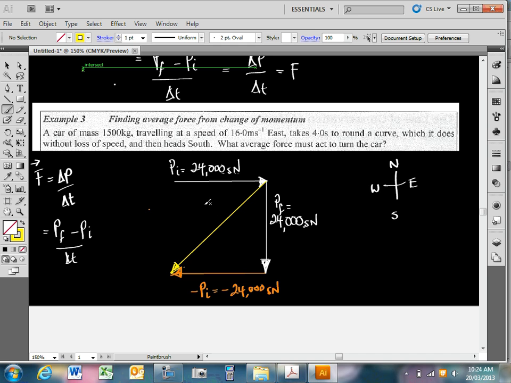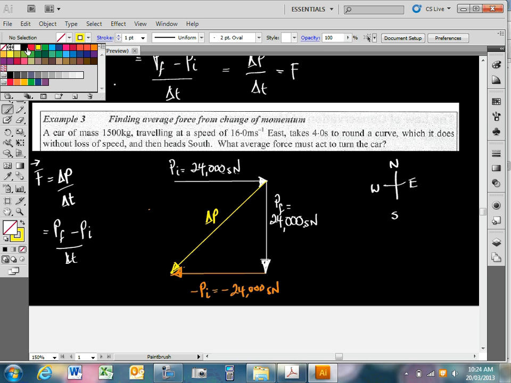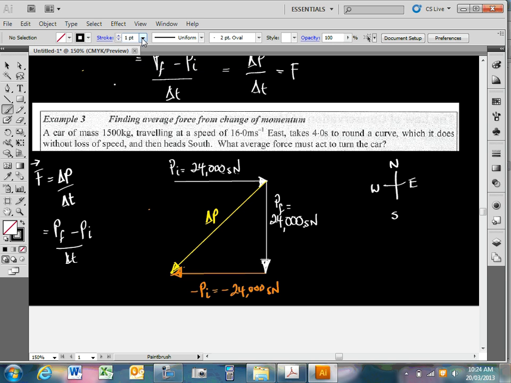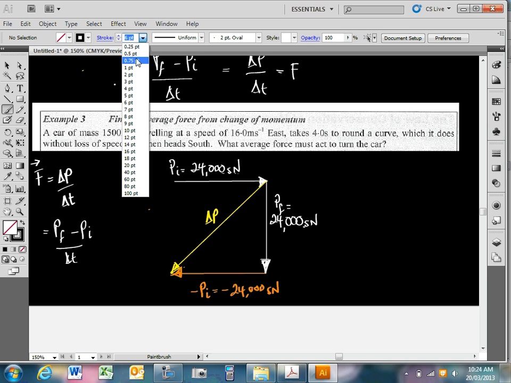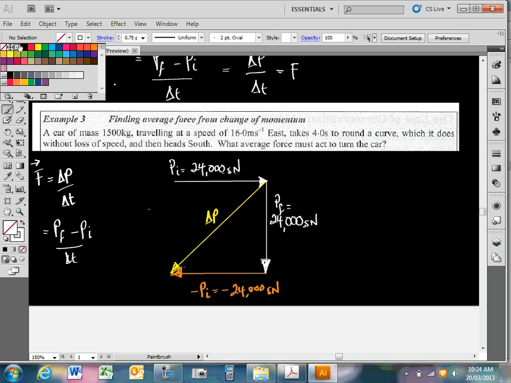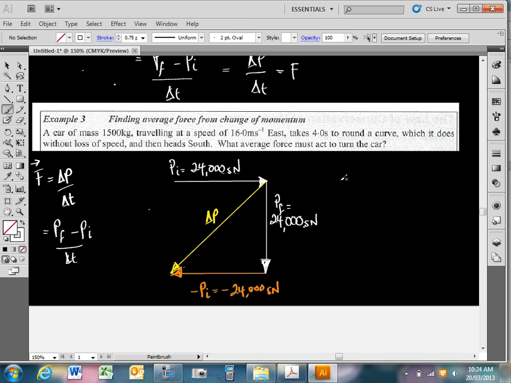Now, what they're asking here is what average force must act? Well, we need to know delta P, don't we? We need to know the change in momentum. That's what that vector is called. What do we use? Absolutely. Easiest way. Your text will say you can draw scale diagrams. That's fine. They're totally legit. But I don't teach them. I think they're even harder. Scale diagrams are fiddly, and they're not very precise.